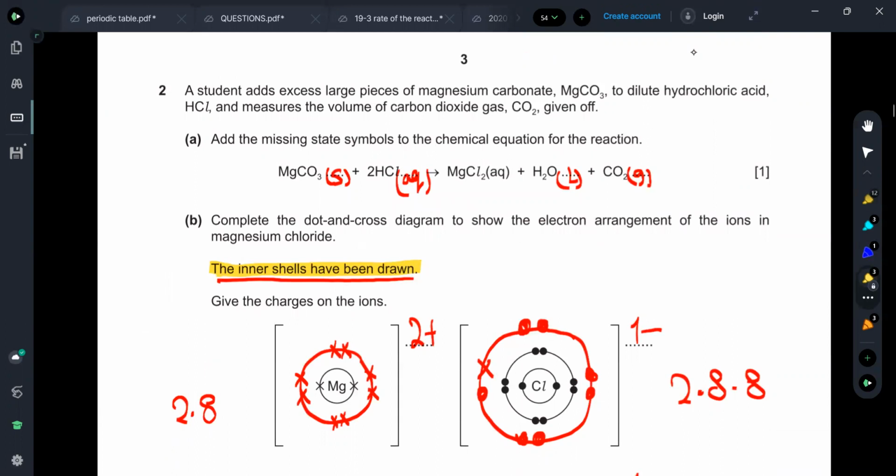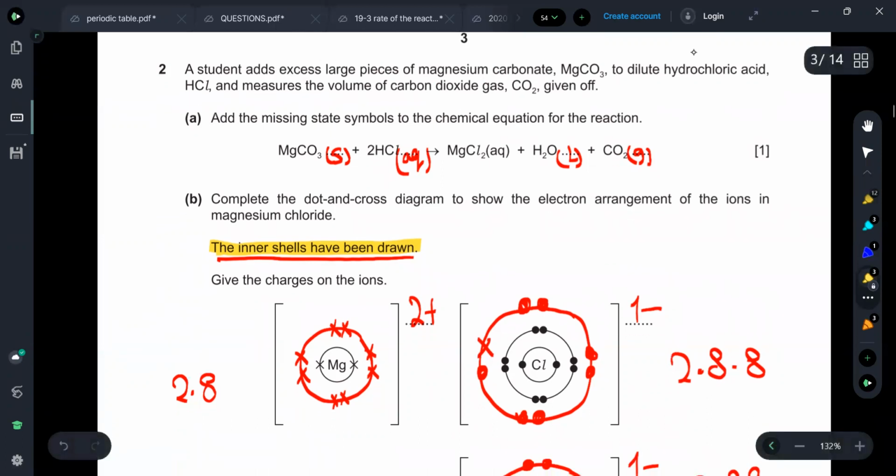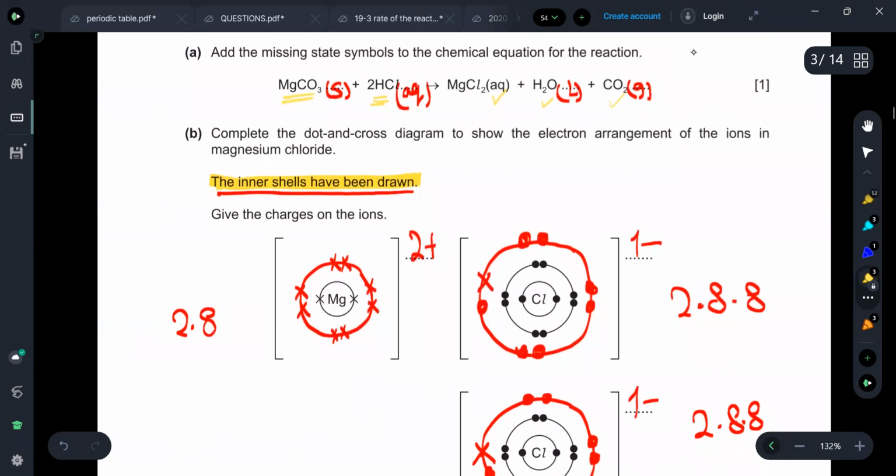Question number 2. A student adds excess large pieces of magnesium carbonate to dilute hydrochloric acid, HCl, and measures the volume of carbon dioxide gas given off. Add the state symbols to the chemical equation for the reaction. Magnesium carbonate is insoluble, so state as solid. HCl is an aqueous solution, so aq. Magnesium chloride is already given as aqueous, H2O is liquid, and carbon dioxide is a gas at room temperature.